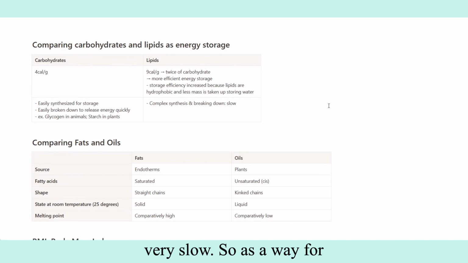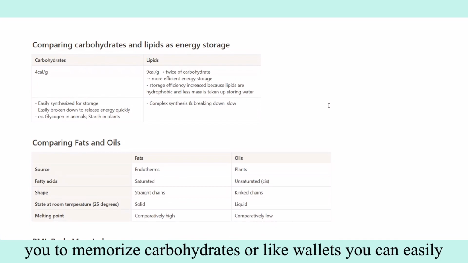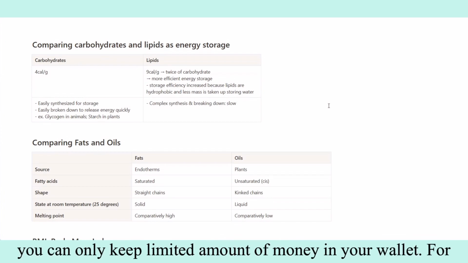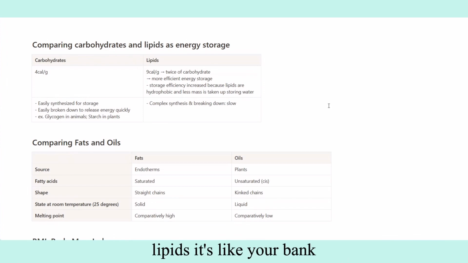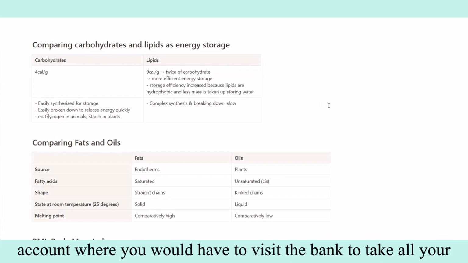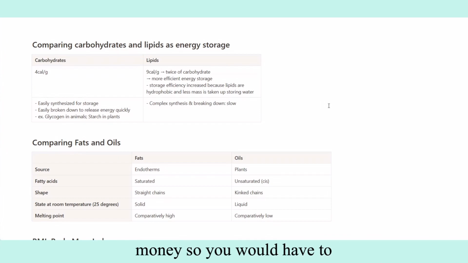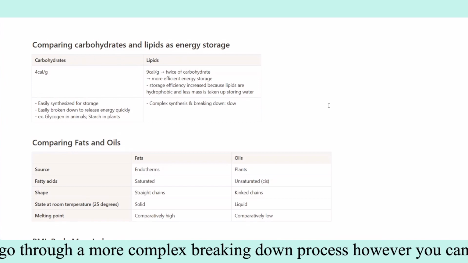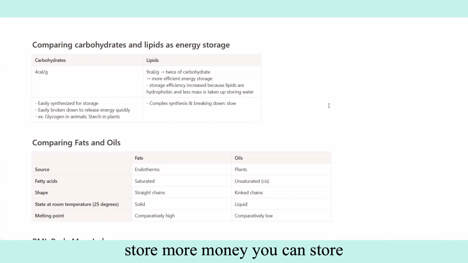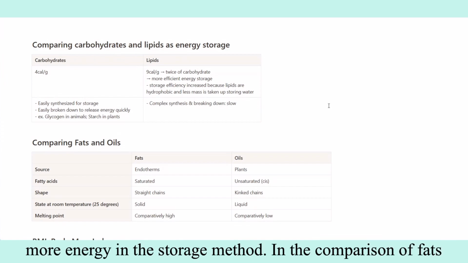So, as a way for you to memorize, carbohydrates are like wallets. You can easily take out your money. However, you can only keep a limited amount of money in your wallet. For lipids, it's like your bank account where you would have to visit the bank to take out all your money. So you would have to go through a more complex breaking down process. However, you can store more money. You can store more energy in this storage method.